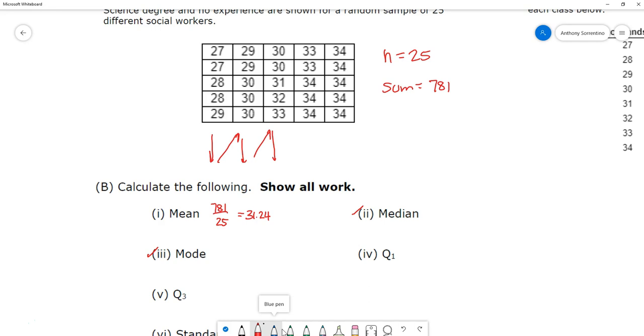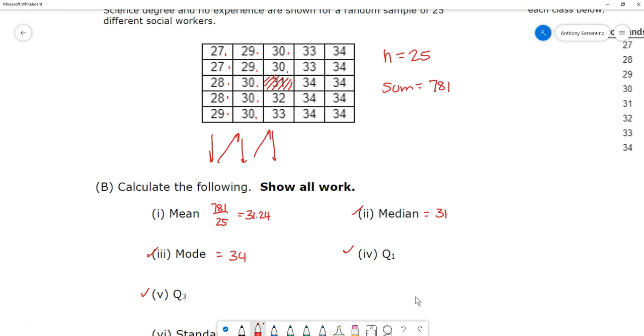These next ones, having them in order and having the frequency table makes it kind of easy because the median should be halfway between these two. So if I take 25 and divide it by 2, I get 12.5, which means I should round up to the 13th. So if I count off 1, 2, 3, 4, 5, 6, 7, 8, 9, 10, 11, 12, 13, that's the median. The mode, that's obviously 34. That's the one that appeared 8 times.